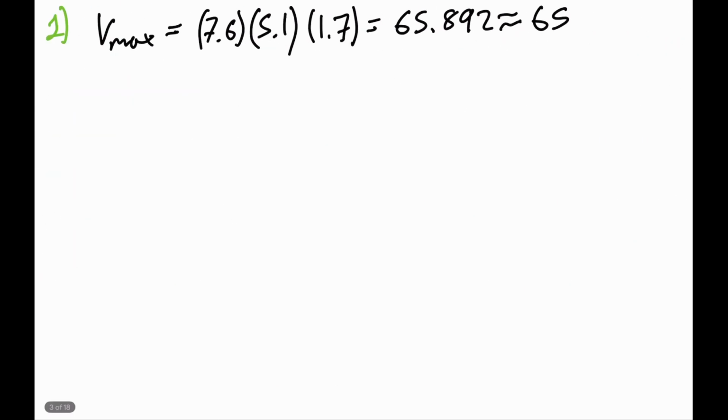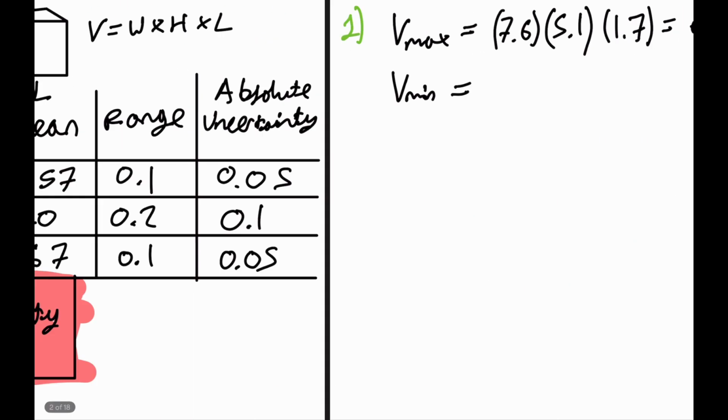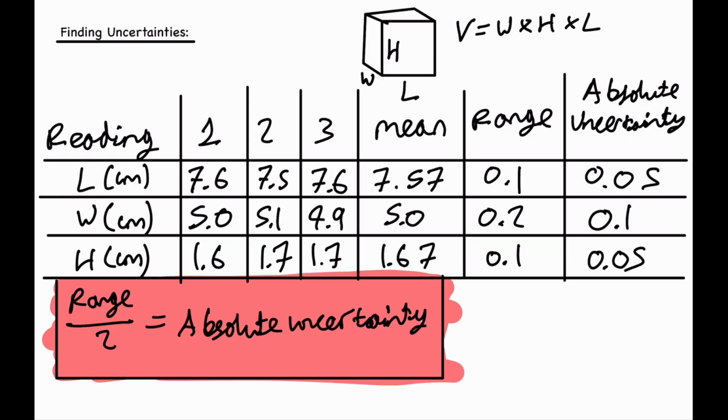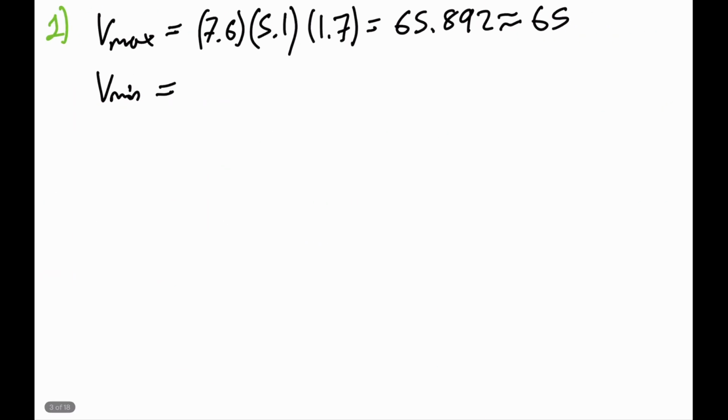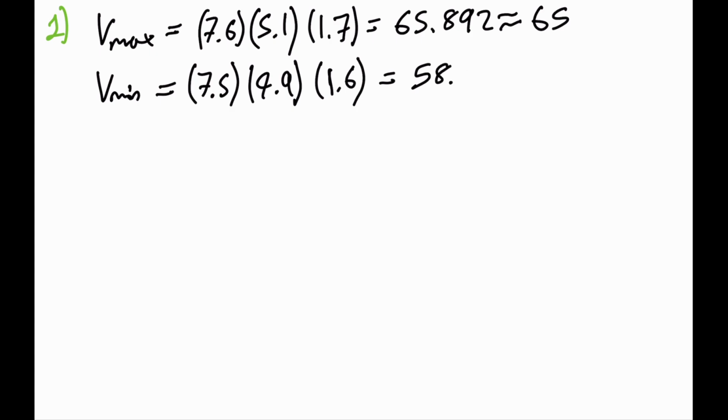For the minimum volume, so Vmin, we can use the minimum values of the length, width, and height. So 7.5, 4.9, and 1.6. We'll just multiply them together, and this is equal to 58.8, which we can approximate to 59.